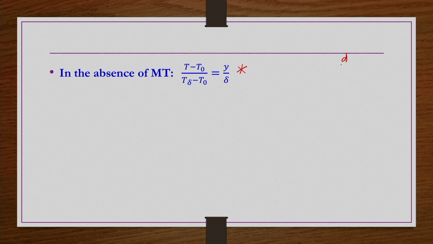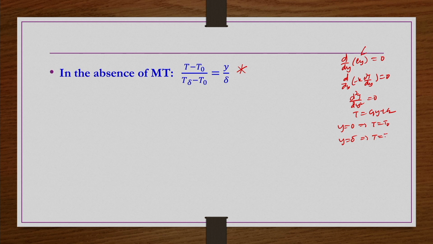How do you get it? If there is no mass transfer, ∂/∂y of E_y is equal to 0, and then E_y would have only the minus k ∂T/∂y term. That means ∂²T/∂y² is equal to 0. So T equals C1 y plus C2. You apply y equals 0, T equals T_0, and y equals delta, T equals T_δ, obtain the constants C1, C2 and simplify. Then you get (T minus T_0) by (T_δ minus T_0) equals y by delta. So that we have written directly, right.